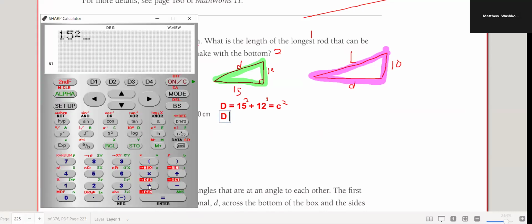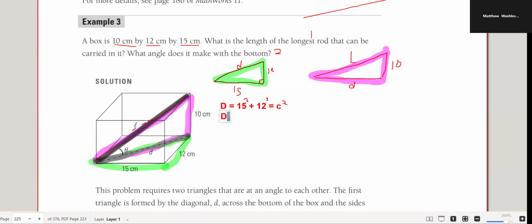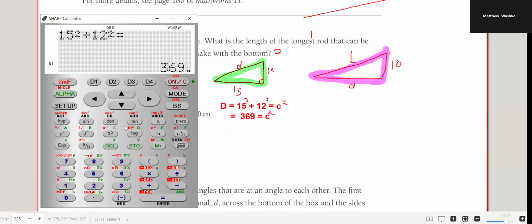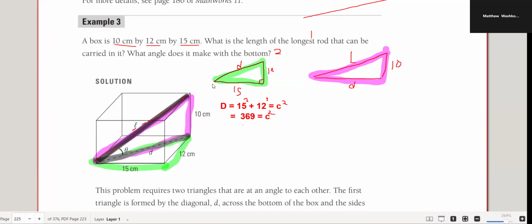So 15 squared plus 12 squared should give us 369. So 369 is equal to c squared. If I take the square root of that, it's going to give me 19.2. All right, so 19.2 is equal to c, which is the same thing as d, right? So let's label that in here. So this is 19.2. This is 19.2. This is 19.2. So we see how that's really helpful there?